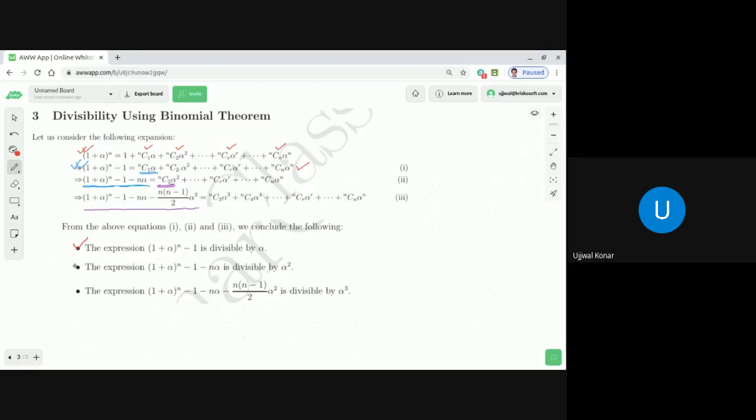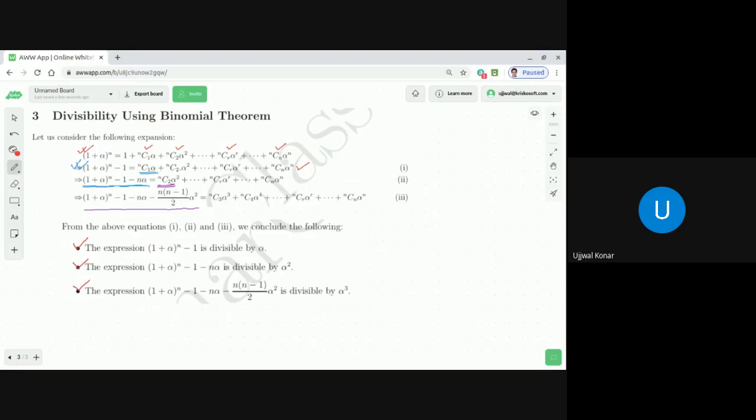Second point is that (1 + alpha)^n - 1 - n alpha is divisible by alpha square. And third one is that (1 + alpha)^n - 1 - n alpha - n(n - 1)/2 alpha square is divisible by alpha cube. These three things, you need to make that pattern reside in your mind.